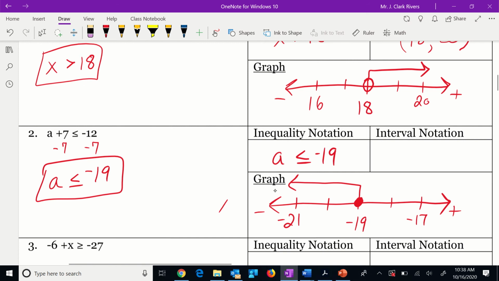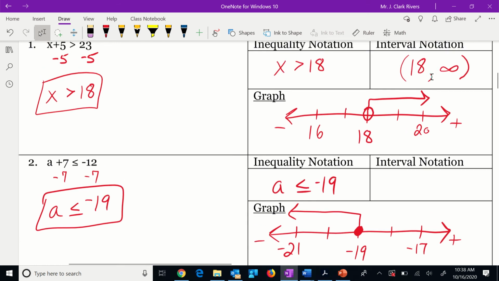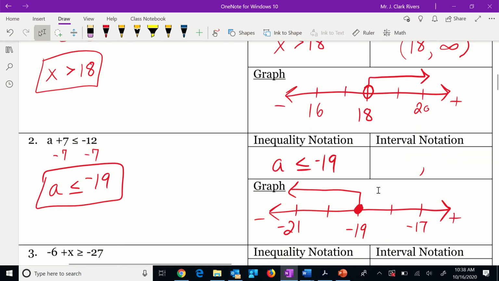And again, always make sure your variable is on the left in your inequality notation. It'll make the graphing so much easier. All right, interval notation, we start with, think about last time, what did we start with? A comma. Now remember, with interval notation, the low end is on the left and the high end is on the right. Okay? So we're shading to the left, meaning the low end, how low does this go on the number line? It goes to the left forever.